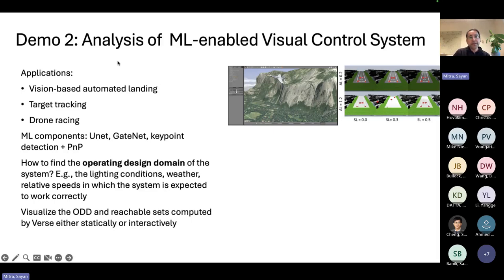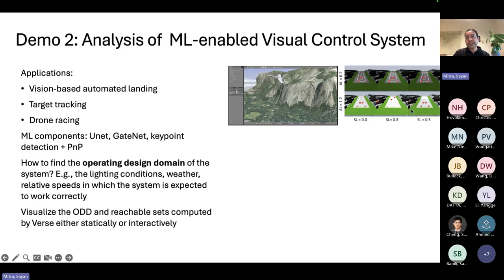So the kinds of applications we have in mind are vision-based automated landing, vision-based target tracking, and maybe even some exciting scenarios like drone racing, which maybe is not related to urban air mobility, but these are very challenging problems that use machine learning. Okay, so we have actual systems that do vision-based automated landing in simulation, and we are building a system where we do vision-based target tracking.